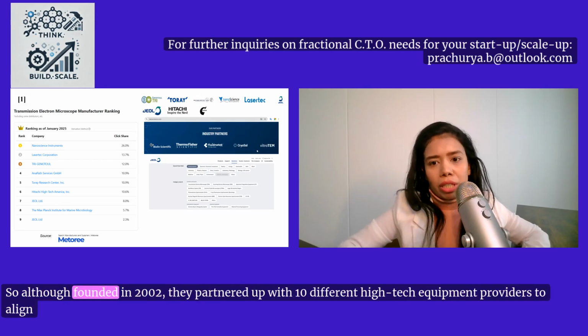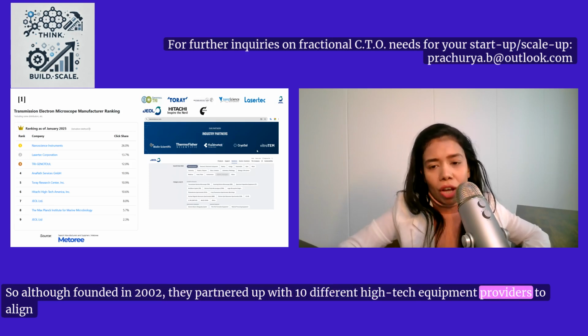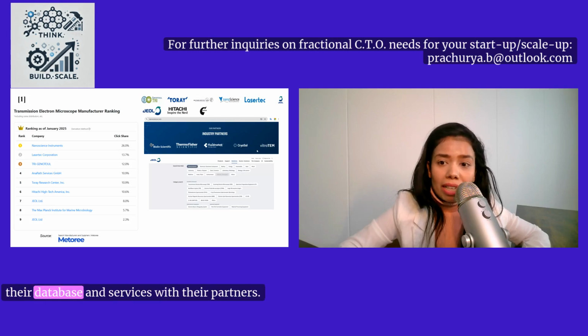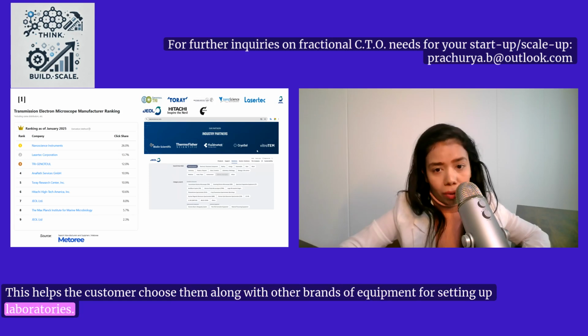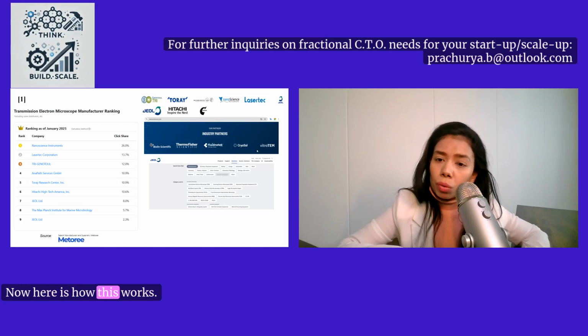So although founded in 2002, they partnered up with 10 different high-tech equipment providers to align their database and services with their partners. This helps the customer choose them along with other brands of equipment for setting up laboratories. Now, here is how this works.